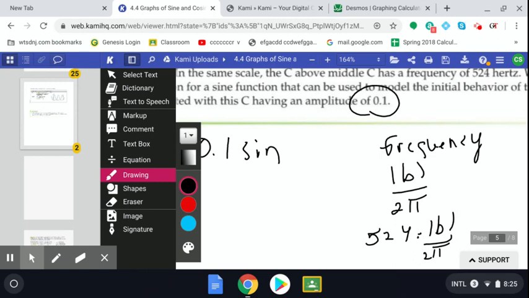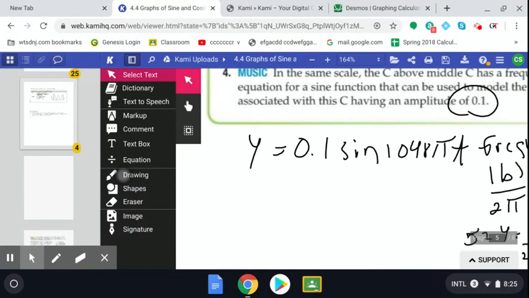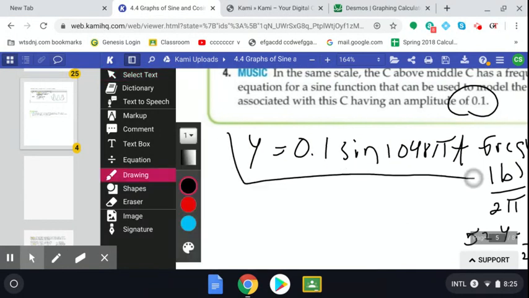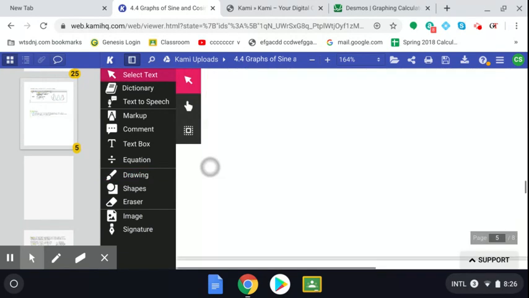So if I multiply that by 2 pi, I get 1048 pi, sine 1048 pi times the time. So this would be my answer here. That would be the equation.